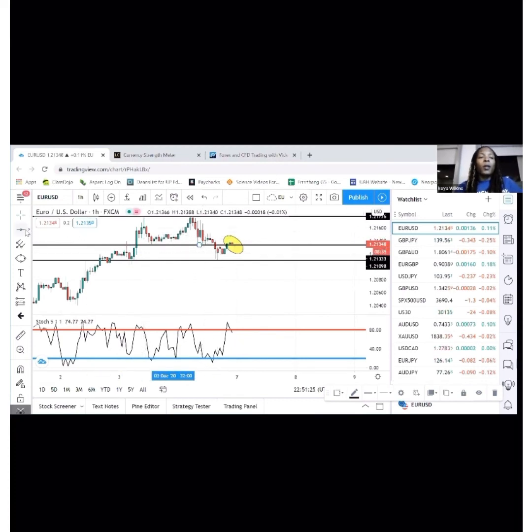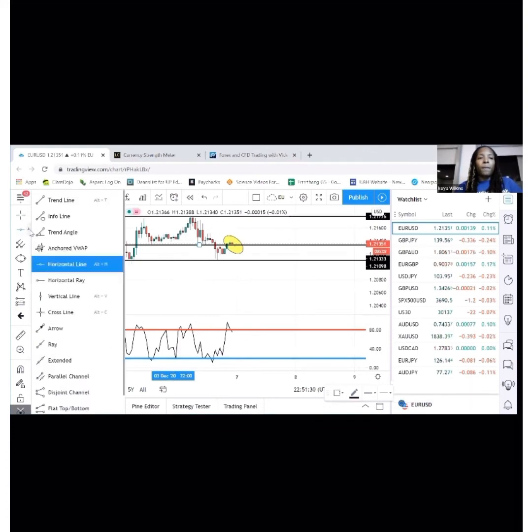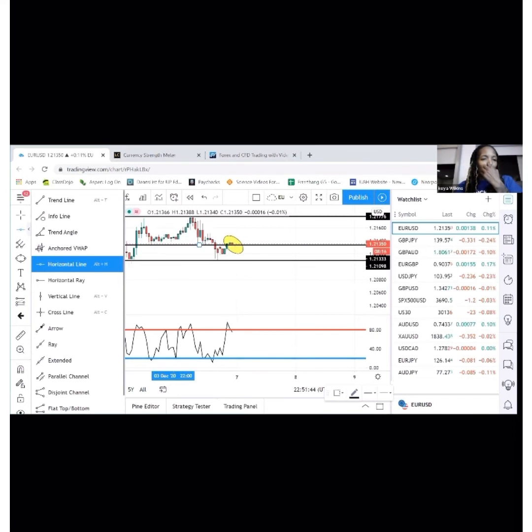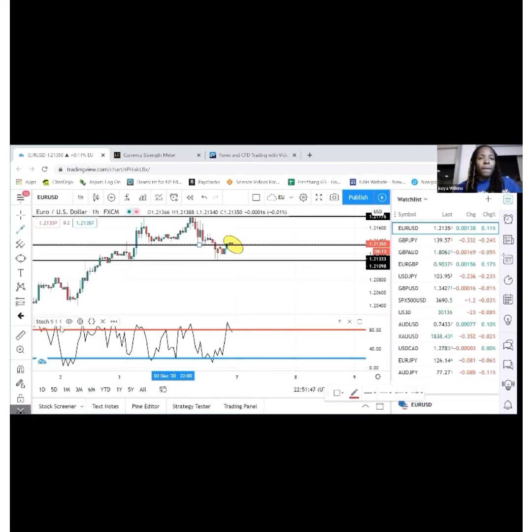So what I'm looking for on a simple markup here, and I'm gonna go to my tool key, and I'm gonna get a, what do I want? I want an arrow actually. Let's go to arrow. All right, and I'm gonna draw an arrow here because what I'm looking for this to do is break out, retest here, and sky up.